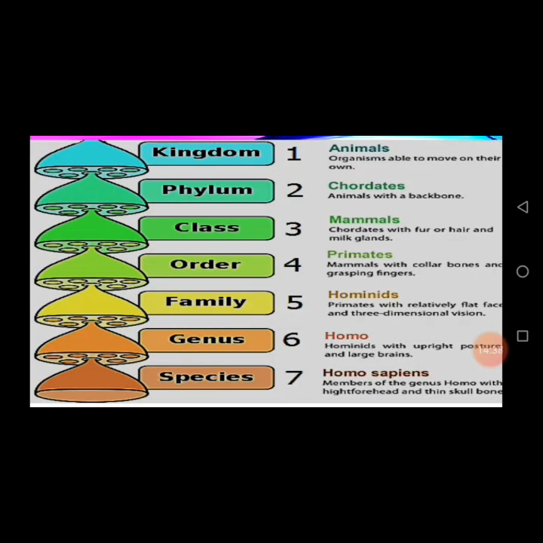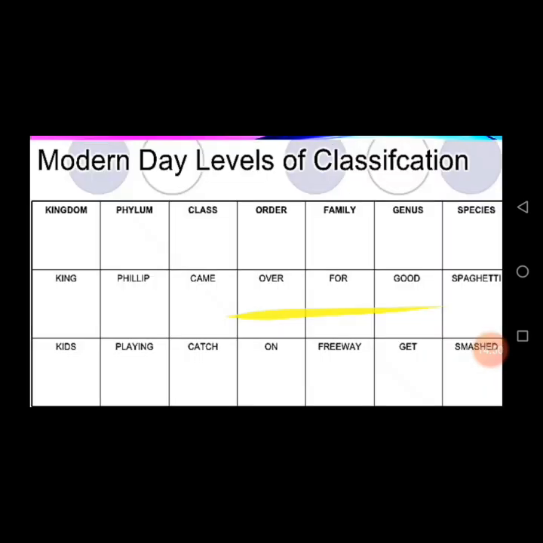Okay, so this is a more detailed one. You can pause this video at every point to read up the meaning of each of the 7 kingdom classification levels as portrayed in this image. There's something you can use to remember the classification so that you don't forget them. It's a mnemonic: King Philip came over for good spaghetti, to mean kingdom, phylum, class, order, family, genus, and species, which is the smallest unit of classification in the classification system. Or you could also say kids playing catch on freeway gets smashed, to recall this concept.